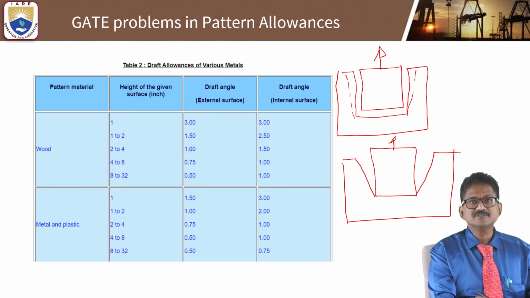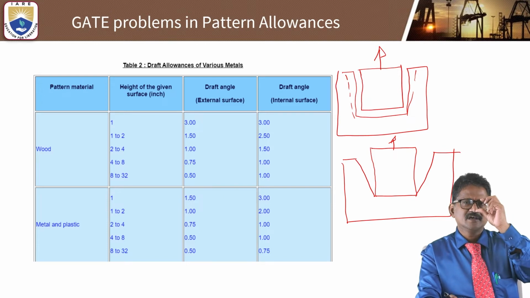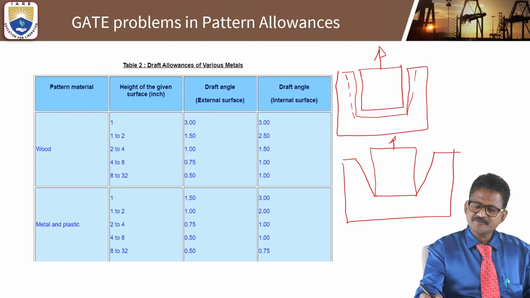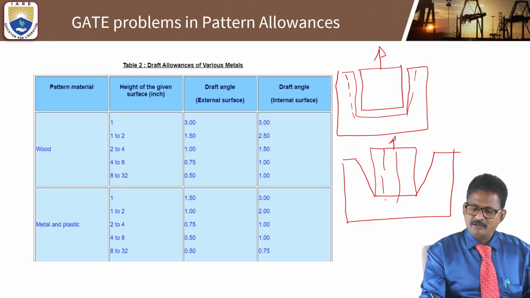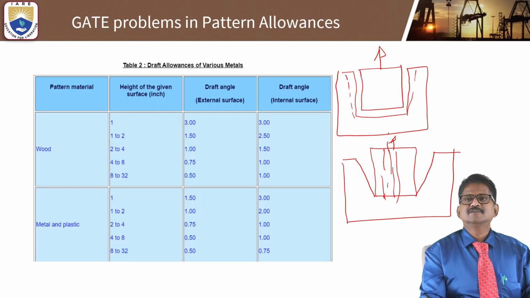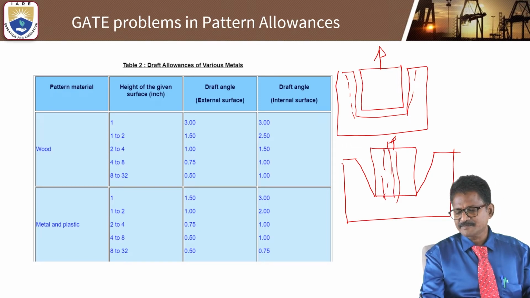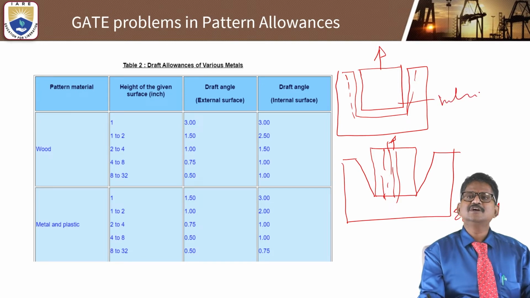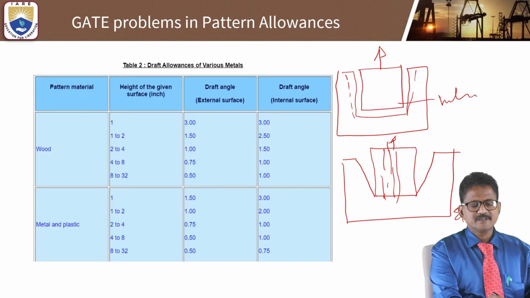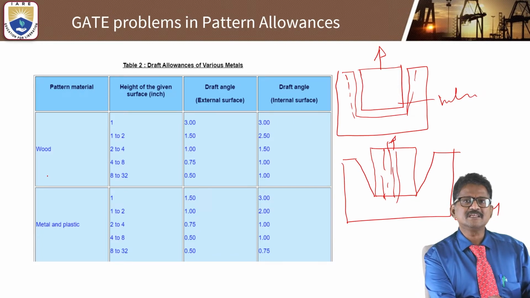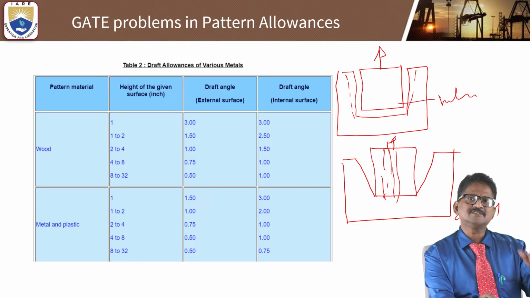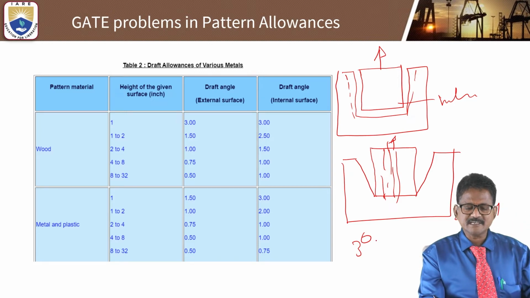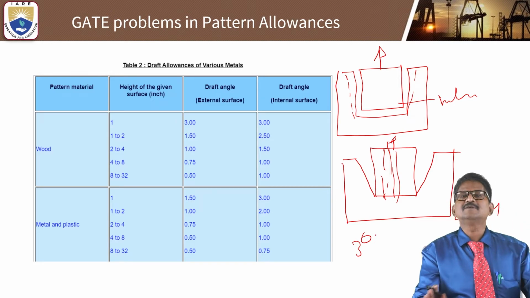Wood can be used, depending on how much height the given surface has, and what draft angle, that is the external angle. Inside, if it is a hollow portion, you should provide some internal draft. Outside means external draft, inside means internal draft. For a hollow portion, internal draft should be provided. For example, if you take wood as the material, for a height of 1 inch the external draft will be 3 degrees. External draft to be provided is 3 degrees, and for internal draft also the same 3 degrees.